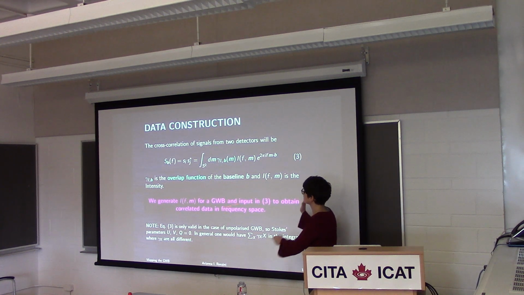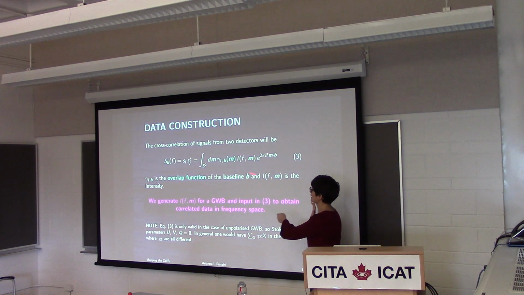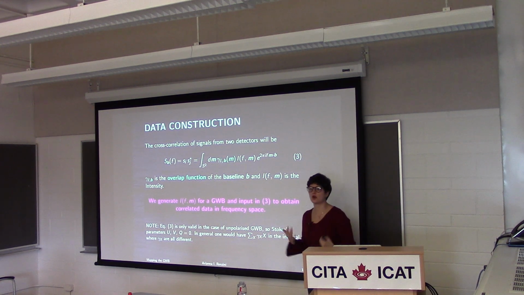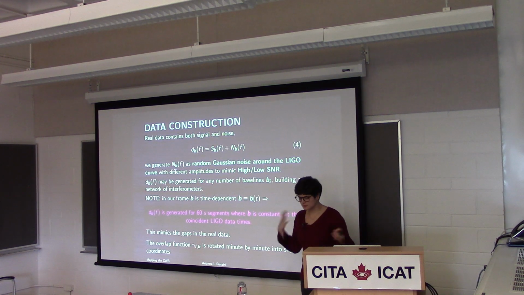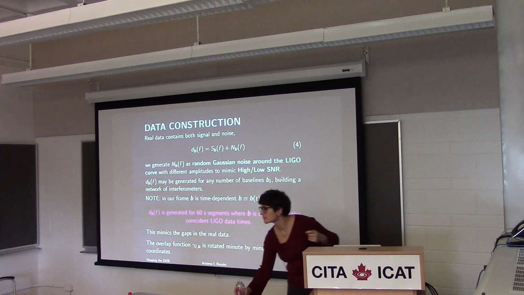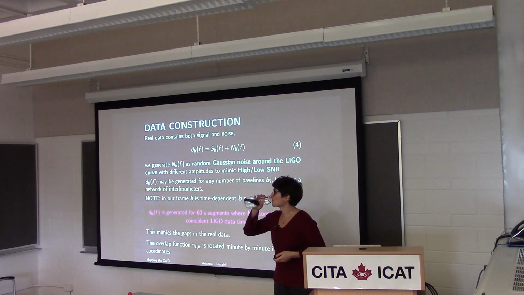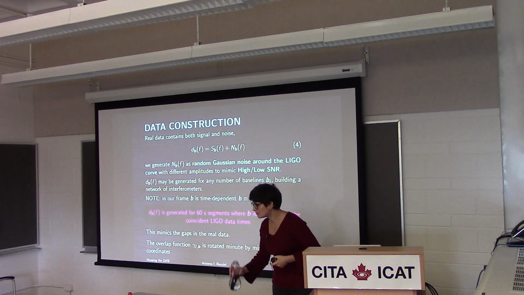Effectively, the way we generate this is we generate a single map for the intensity background, which is what we want to reconstruct at the end of the day, feed it into here, and we're left with a correlated data vector in frequency space. So is that function the thing that captures the delay between the detectors? Yeah.